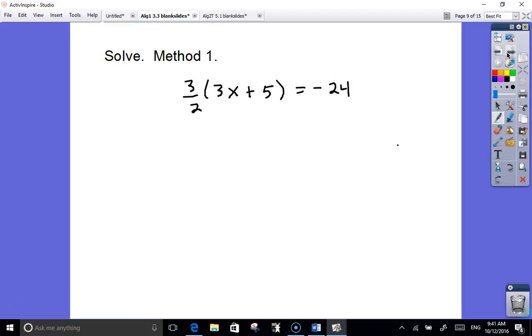So now if I multiply 3 halves times 3x and 3 halves times 5, then you're going to have to actually do that operation. And usually we're not great with fractions.